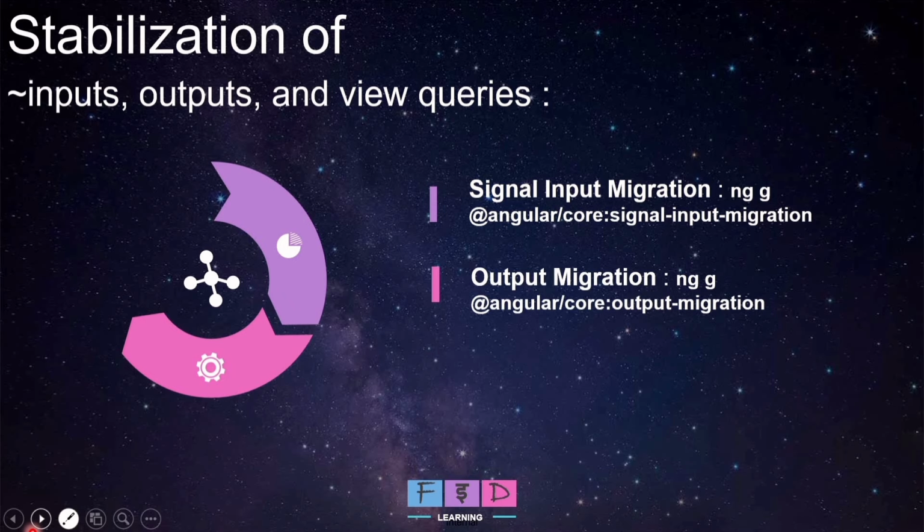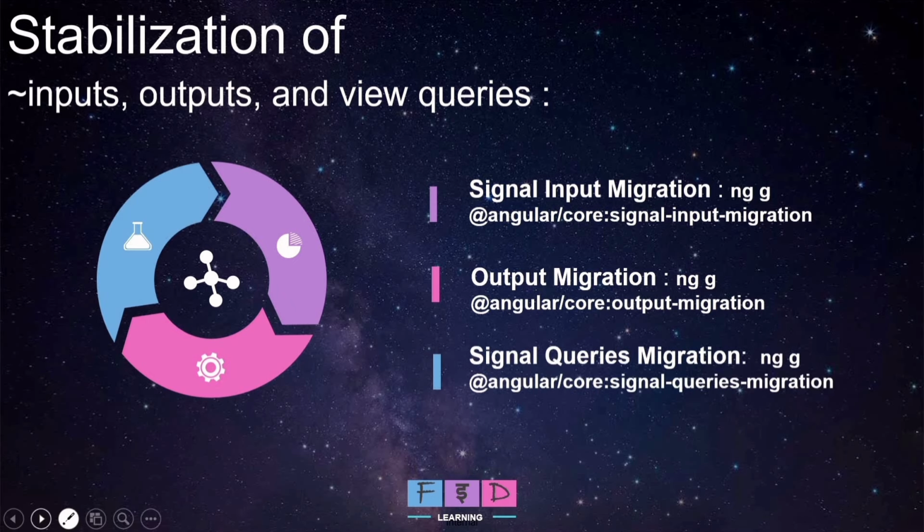The next tool is output migration. It updates components to the new function-based output API and you run it with the command ng generate @angular/core:output-migration. And the last tool is signal queries migration. It replaces queries like viewChild and contentChild with signal-based equivalents. To run this migration, use the command ng generate @angular/core:signal-queries-migration.